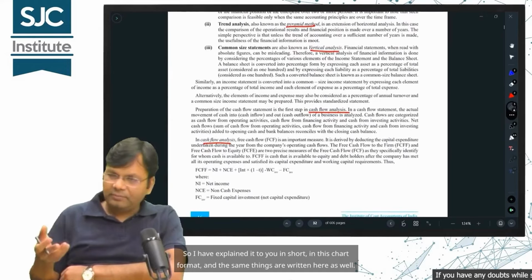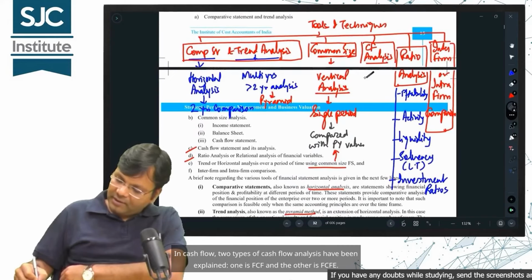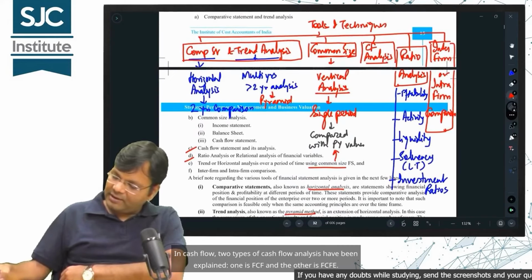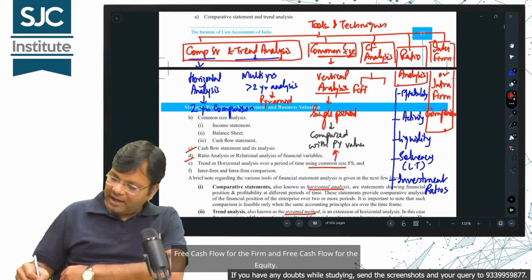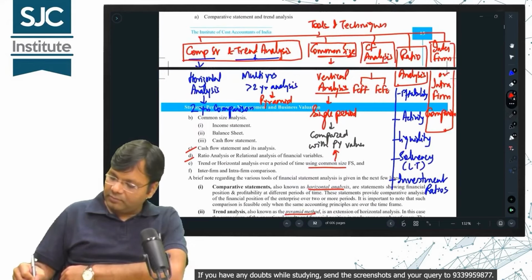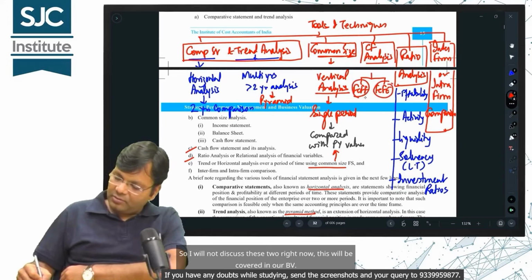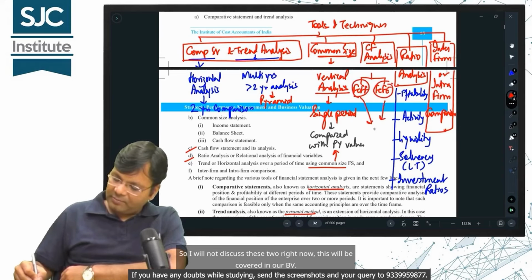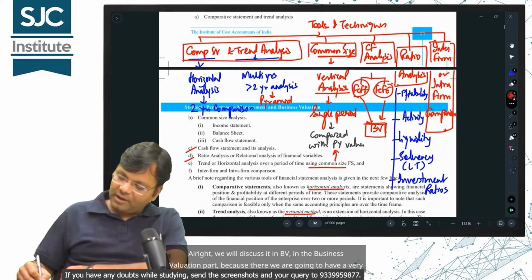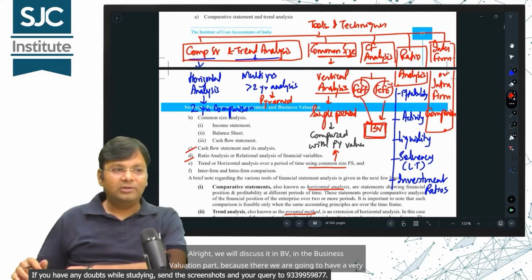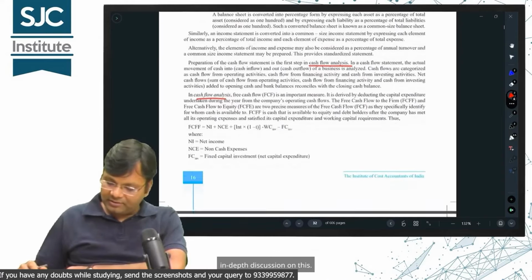In cash flow, two types of cash flow analysis have been explained. One is FCF and the other is FCFE. Free cash flow for the firm and free cash flow for the equity. So I will not discuss these two right now. This will be covered in our BV. Alright, we will discuss it in BV in the business valuation part, because there we are going to have a very in-depth discussion on this.